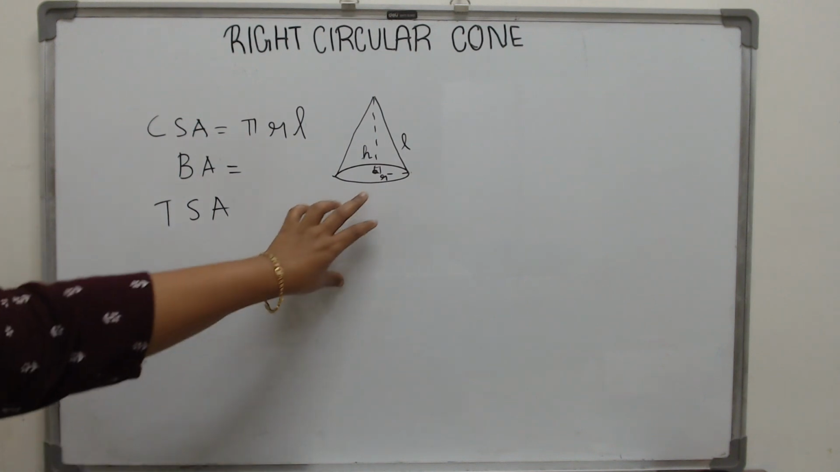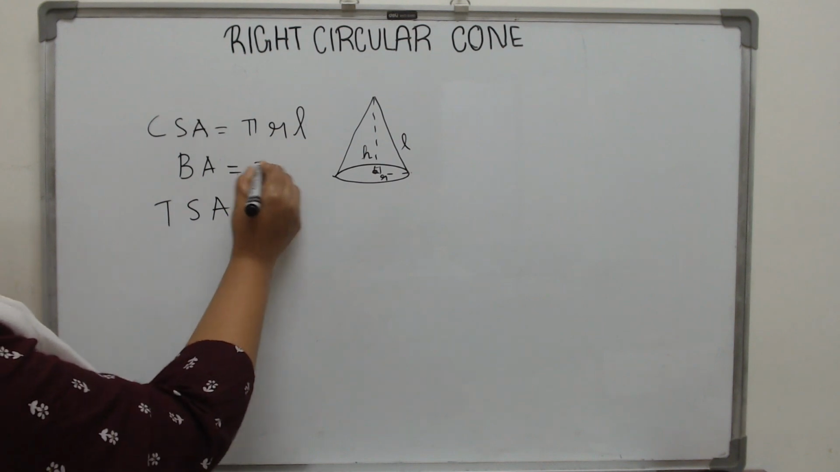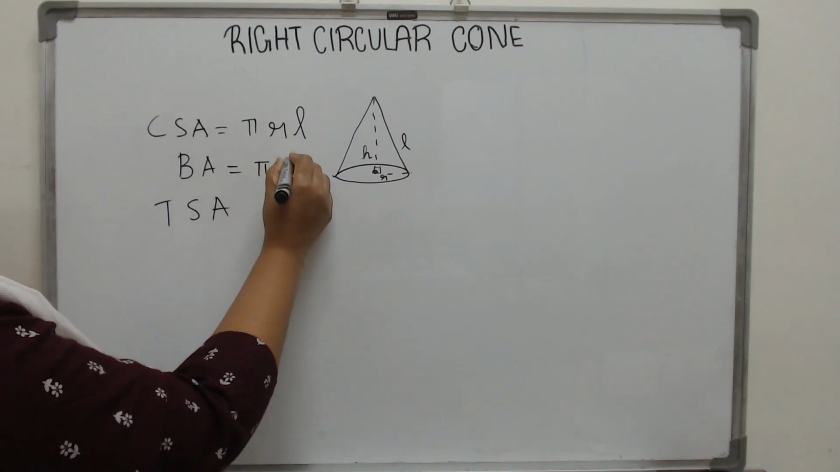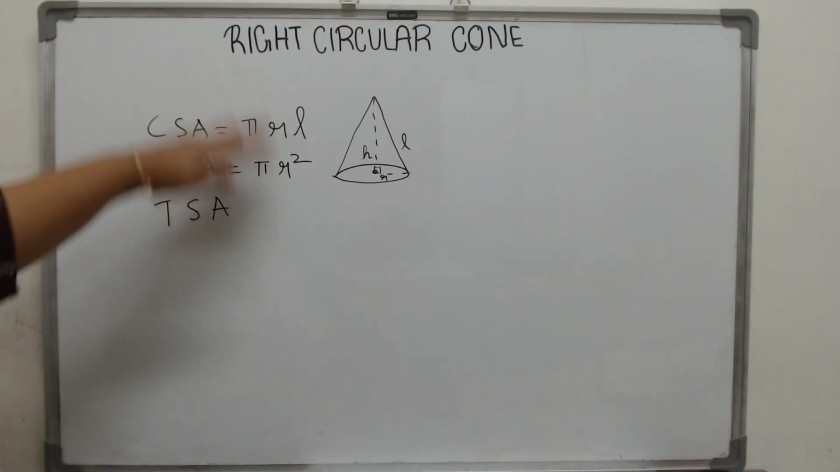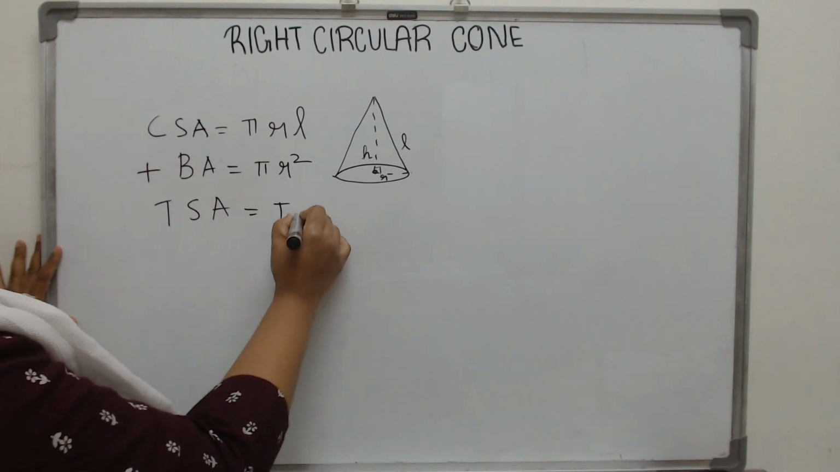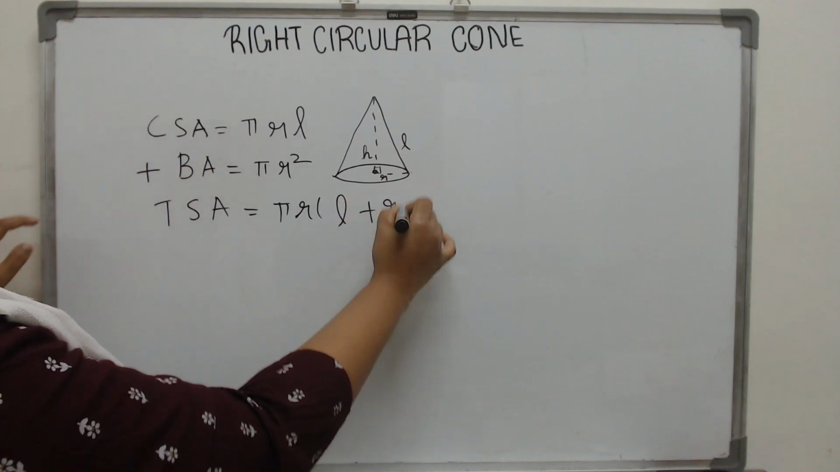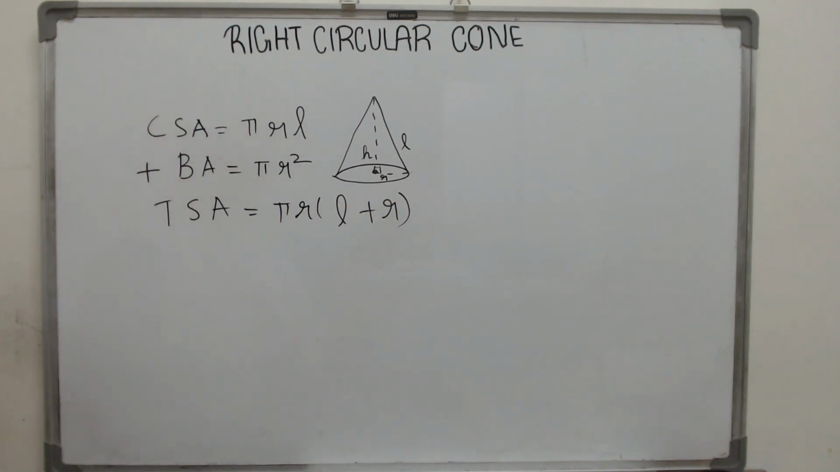Now, what about your base? It is a circle with radius r. So, its area is pi r square. And together added, what do you get? This plus this, pi r is common. Then an L, then plus an r. So, this is your total surface area of the cone.